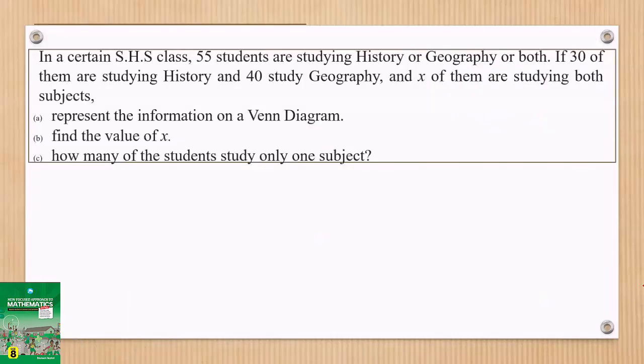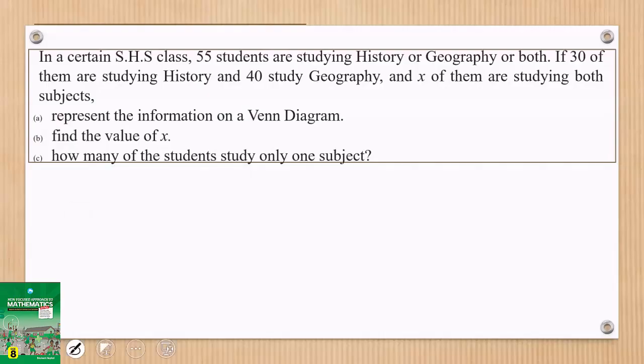In a certain SHS class, 55 students are studying history or geography or both. That means the whole class. If 30 of them are studying history and 40 are studying geography, X of them are studying both subjects. Represent this information on a Venn diagram. Find the value of X and how many of the students study only one subject.